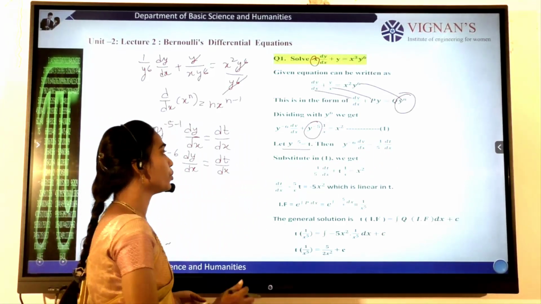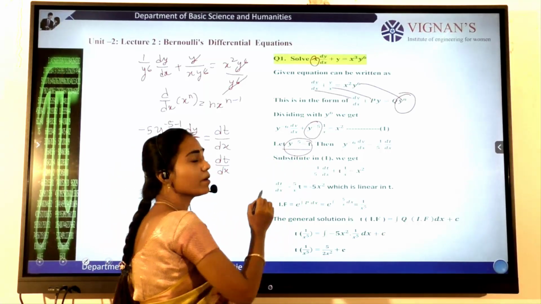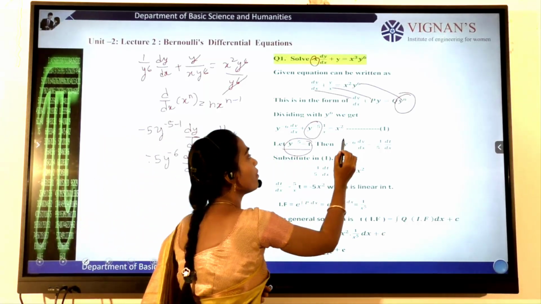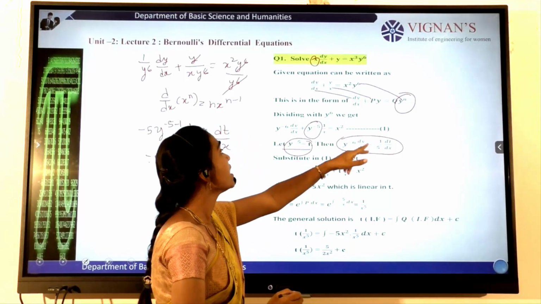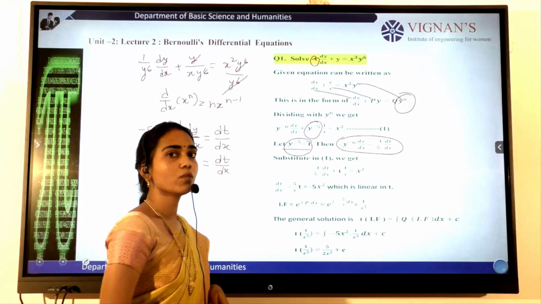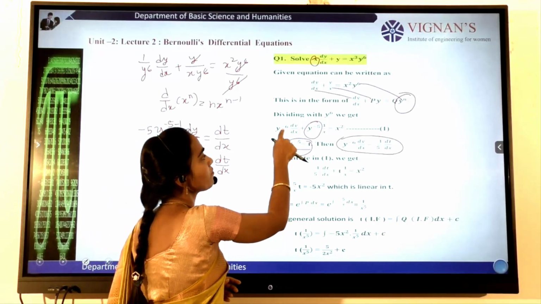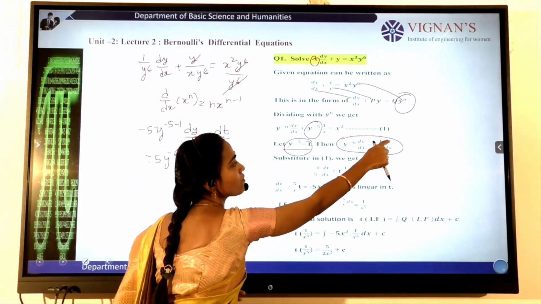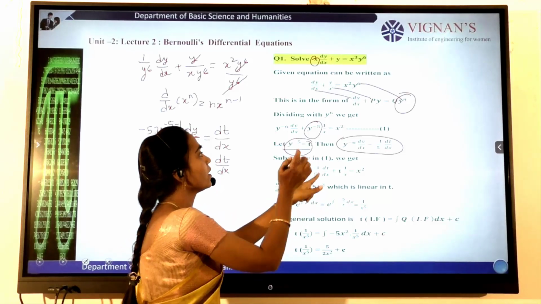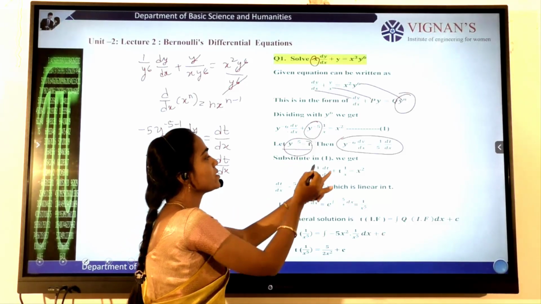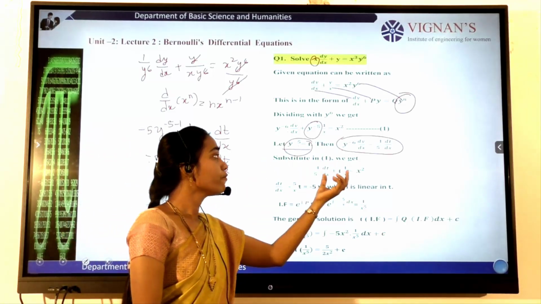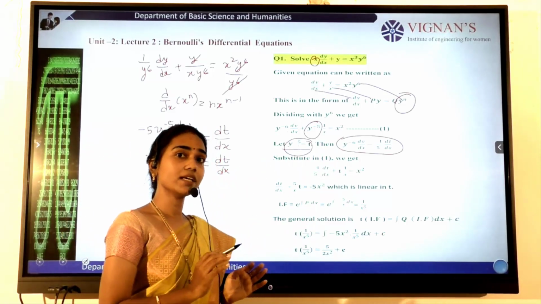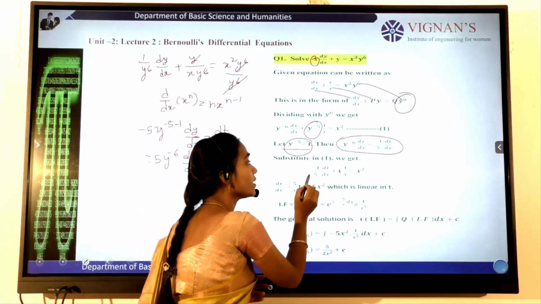Now what do we have to do? We have to substitute y power minus 5 equal to t and y power minus 6 dy by dx equal to minus 1 by 5 dt by dx in the above equation number 1. Then the first term becomes minus 1 by 5 dt by dx, plus y power minus 5, which is t, into 1 by x, is equal to x square. If we observe this equation, it is like a linear equation, right? But here we have an extra term.